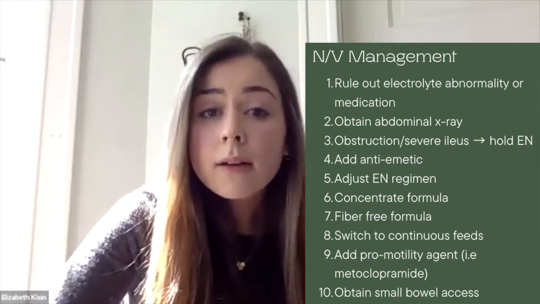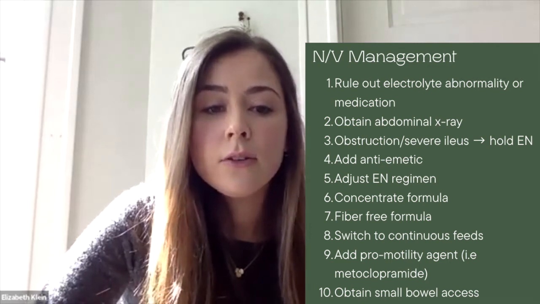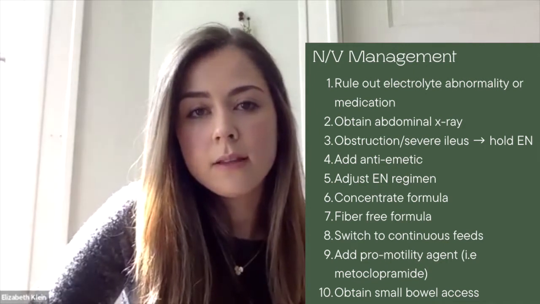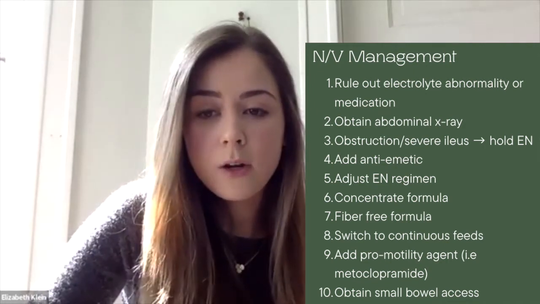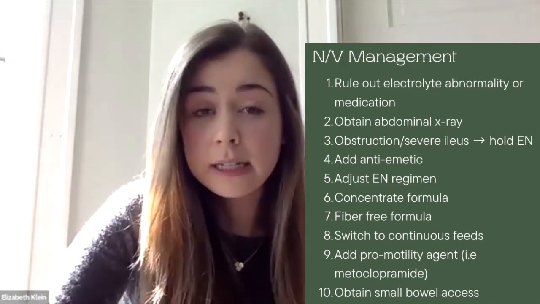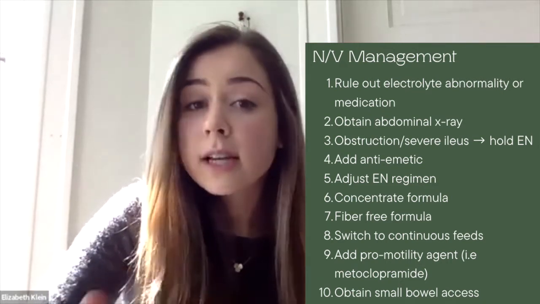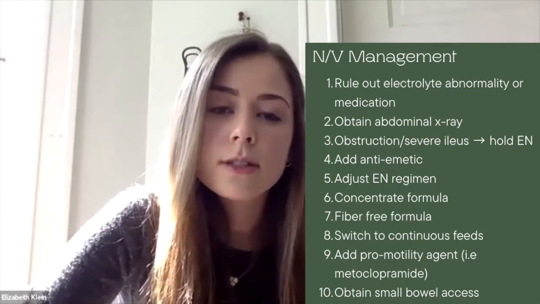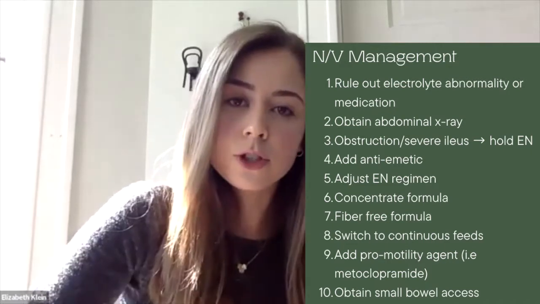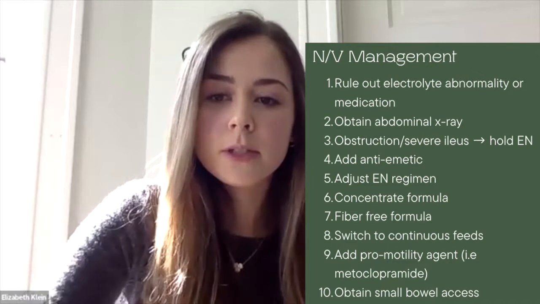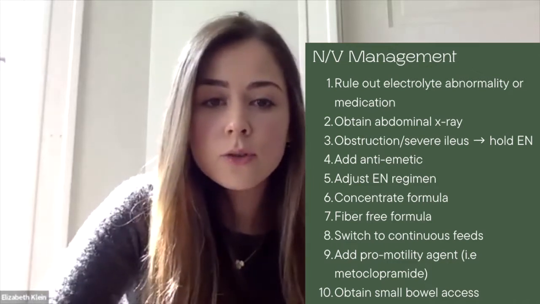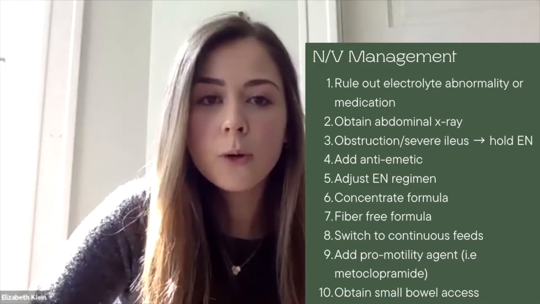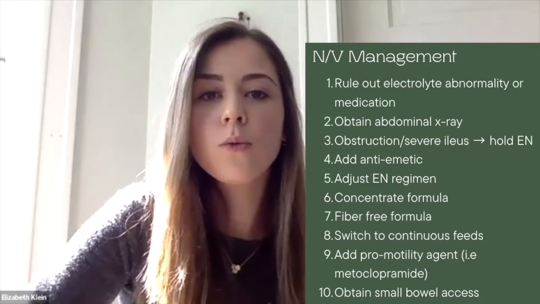Let's say they don't have an ileus or an obstruction, then, if they're not already on an anti-nausea medication, that's when we would recommend that they get started on one and see if that helps. If a patient's already getting anti-nausea meds scheduled throughout the day and still not having any relief, then we can start seeing what we can do with the enteral nutrition regimen to improve these symptoms. Some things that you can do would be to look at concentrating the formula, and this will help provide a lower total volume of the feed.